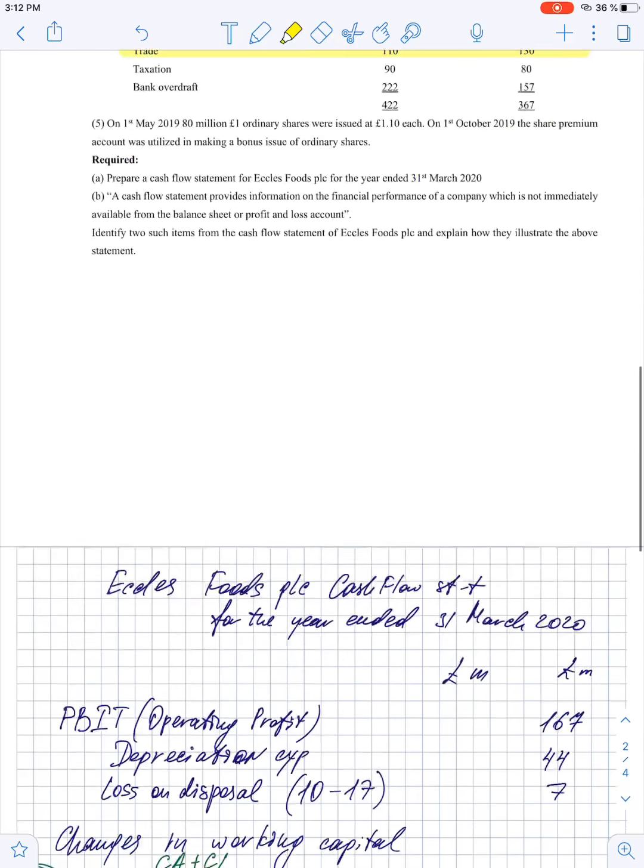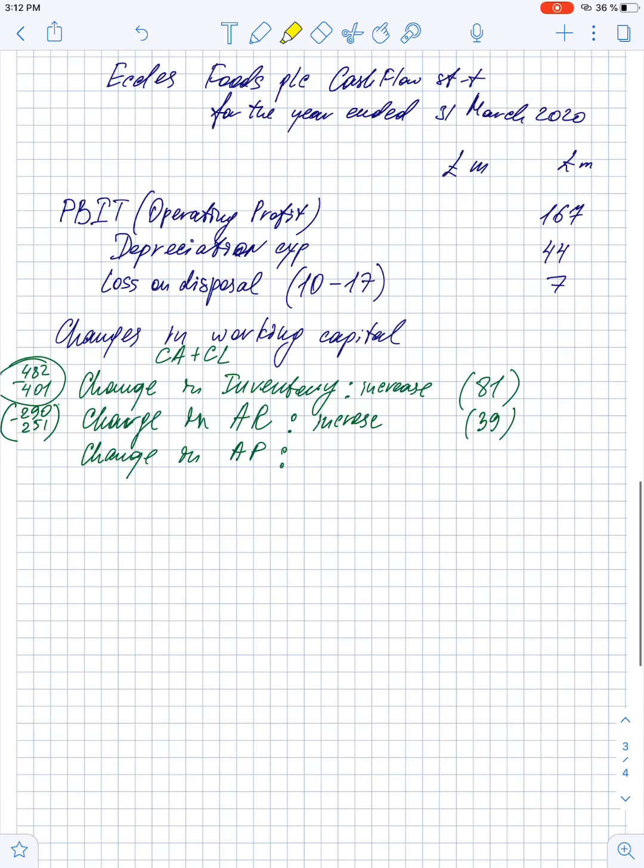So the total amount of creditors decreased from 130 to 110. That would decrease our total cash available by the same amount, a decrease of 20. So the net change in working capital is 140.